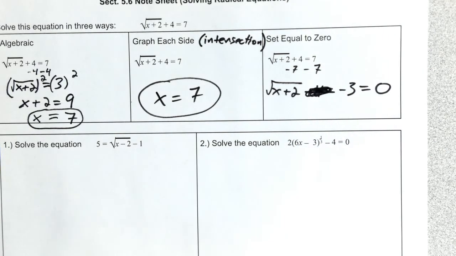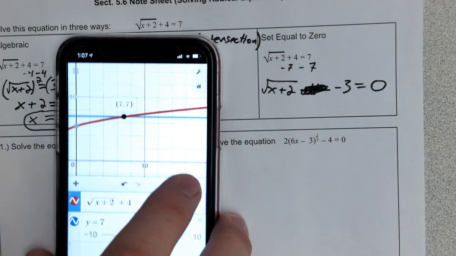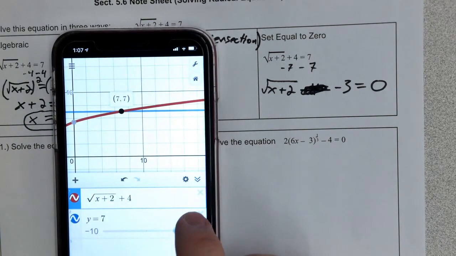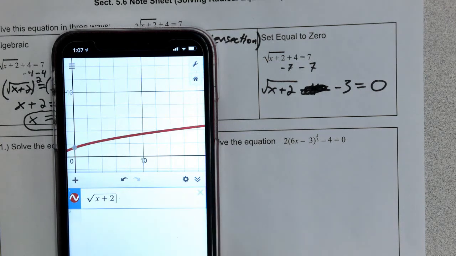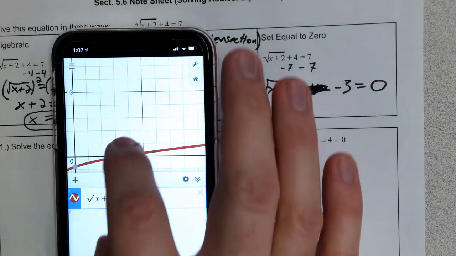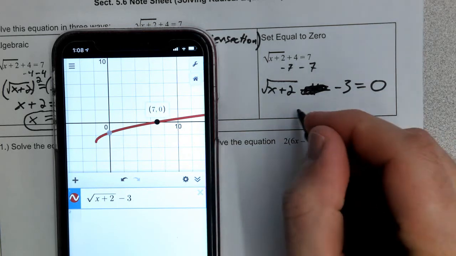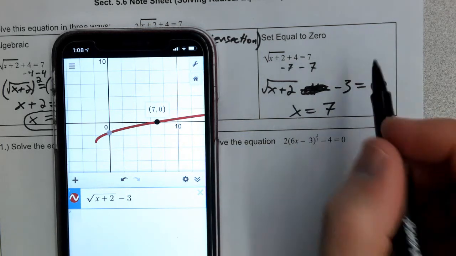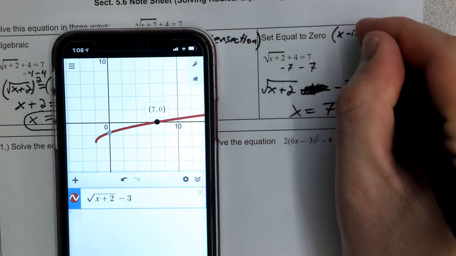Okay, so there we have everything on one side, and what we're going to do in this case is graph just the left-hand side, and then find the x-intercept. So instead of plus 4, this would be minus 3. We will look for the x-intercept. It shows up here. So you can see x equals 7. Again, we got x equals 7. And then you might want to write up here that here you're looking for the x-intercepts.